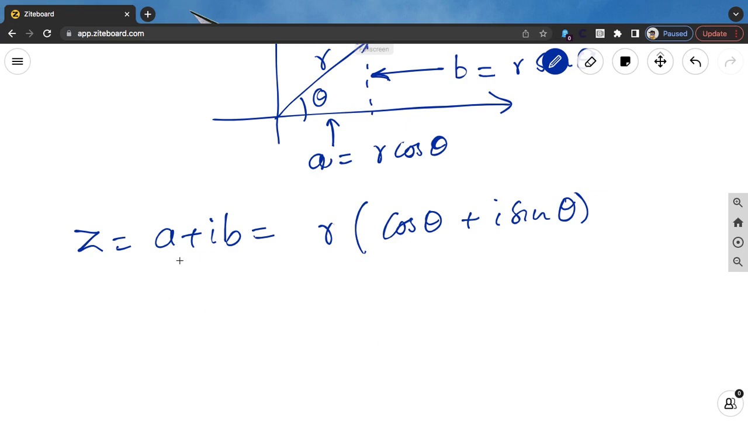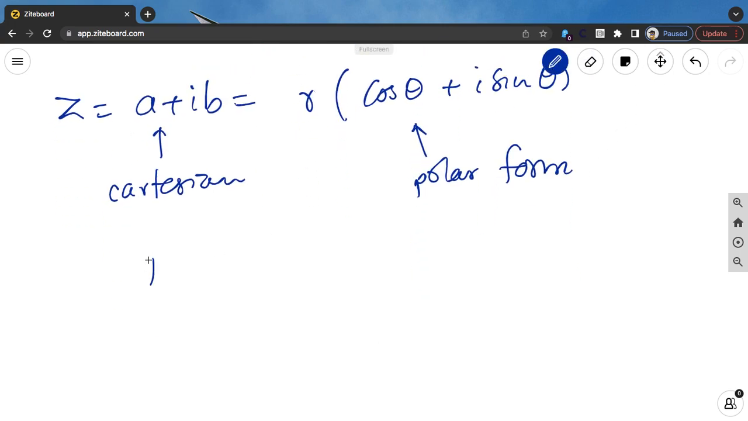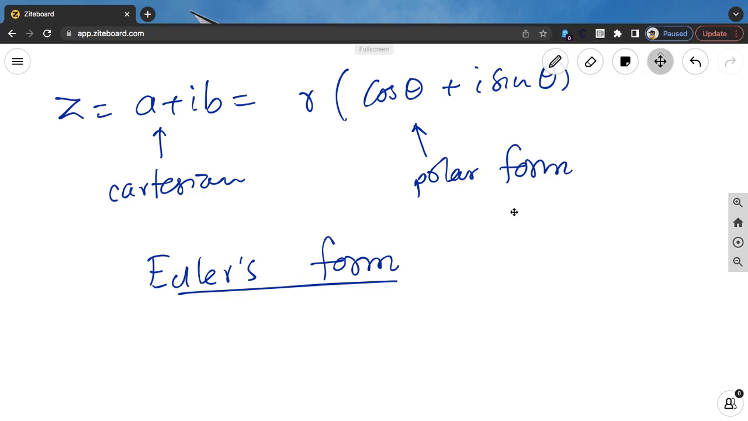Now, this is called the Cartesian form, and the angle and modulus is called the polar form. We are going to look at the third form of the expression, called Euler's form of representing a complex number. But to go here, we will have to rewind a little and understand the definition of e.